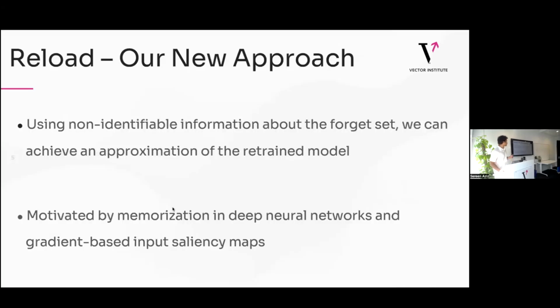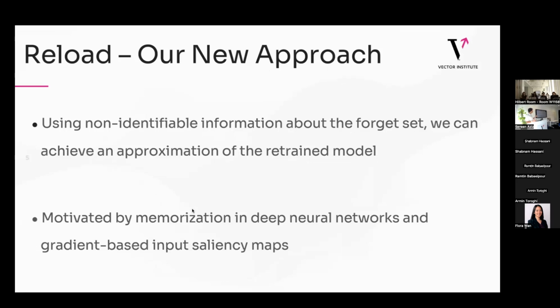So our new approach is called reload. And the entire basis of this is that you can use non-identifiable information about this forget data to achieve an approximation of the retrained model. Non-identifiable information in this case refers to information about the data that cannot be used to recover or reconstruct the data itself. In our case, it's the per parameter accumulated gradients of the entire original training set, which was saved at the end of training. This method is motivated by memorization in deep neural networks and also gradient-based input saliency maps.